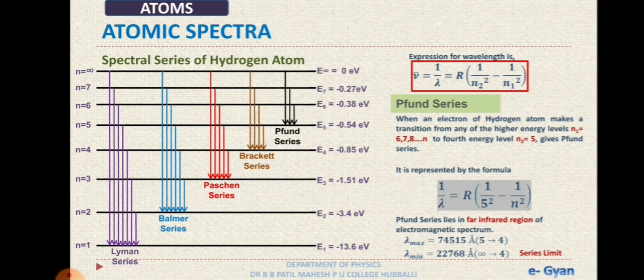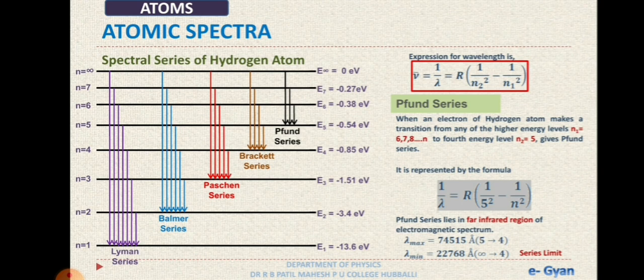The maximum wavelength emitted is 74,515 angstrom, not due to the transition from the fifth to the fourth energy level, but from the sixth energy level to the fifth energy level. So there is a mistake here: it is sixth to fifth. And λ minimum corresponds to infinity to fifth, which is the series limit for the Pfund series.